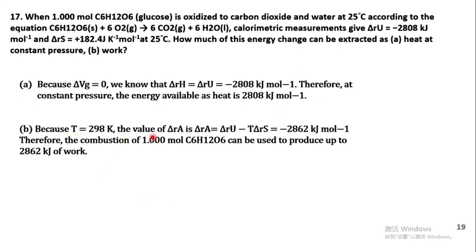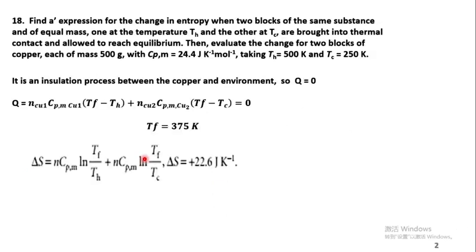And at this temperature we have delta A equals delta U minus T delta S. This is the definition of the Helmholtz energy, so I have this one. And the Helmholtz energy means the maximum work we can get in a process. So when we get delta A, we know the maximum work we can produce in this process is this one.